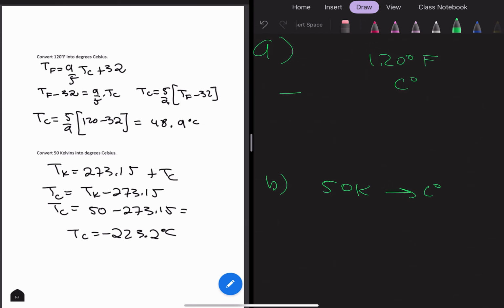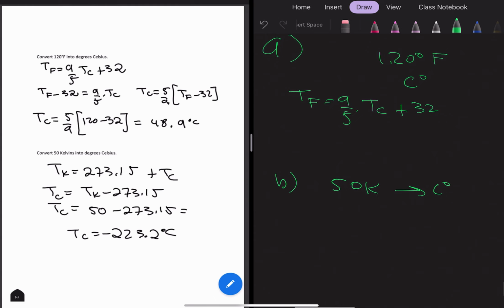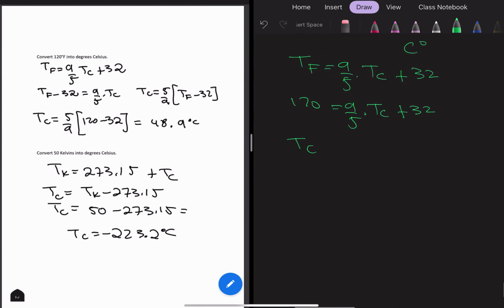So the first one is the temperature in Fahrenheit is defined as 9/5 multiplied by the temperature in Celsius plus 32. So we can plug in 120 equals 9/5 times the temperature in Celsius plus 32. And doing the algebra, the temperature in Celsius is going to be 120 minus 32 times 5/9. And the temperature in Celsius is going to come out to be 48.9 degrees Celsius.